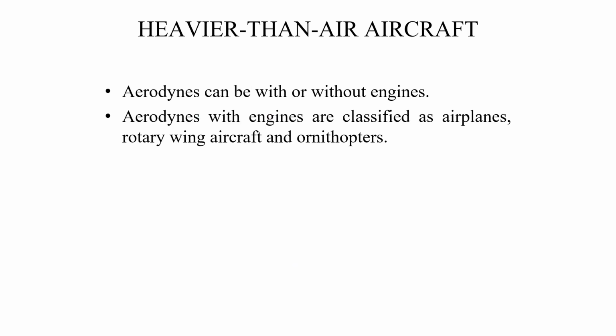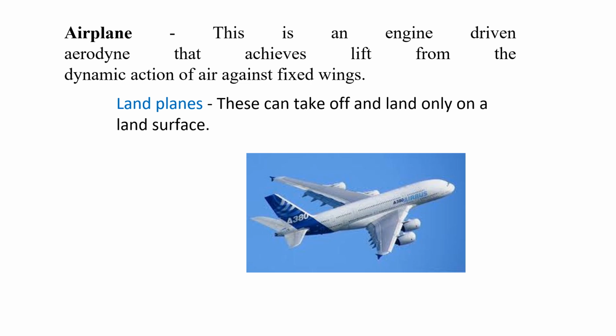The aeroplanes are further classified into aircrafts and ornithopters. Airplane: this is what we call land planes also. These kinds of aircrafts take off and land only on the land surface. These are heavy aircrafts which derive lift from the dynamic action of the air generated by the engines which are fixed under the wings.